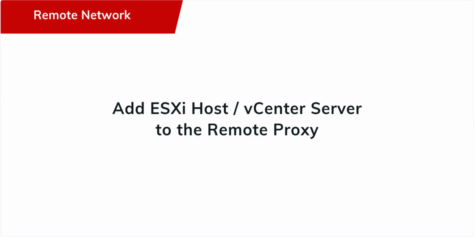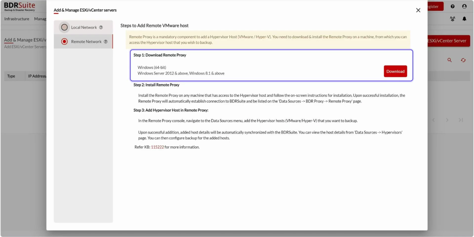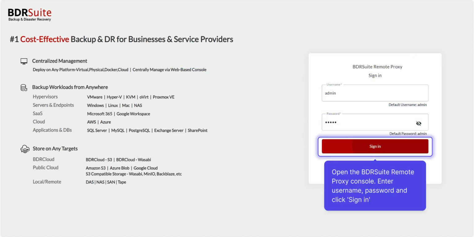Now let's move on to adding VMware hosts in a remote network. First, you'll need to download BDRSuite Remote Proxy and install it on any machine that's in the same network as the ESXi or vCenter. If you need a step-by-step guide on installing the remote proxy, check out the link in the description box. After the remote proxy is installed, open the BDRSuite Remote Proxy console. Enter the username, password, and click Sign In.